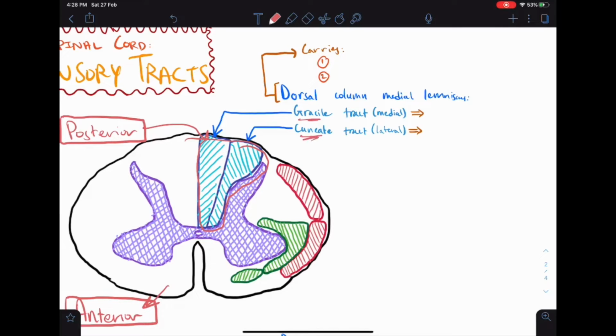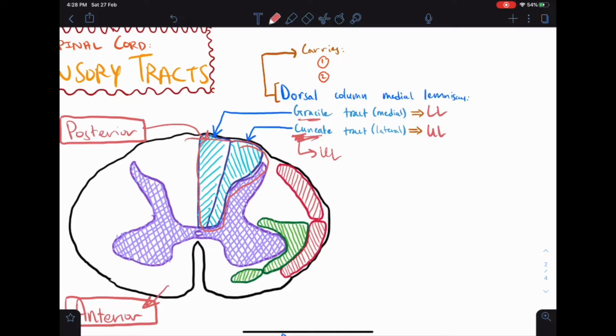Now, you can remember which carries sensations from which part of the body by looking at the cuneate. You will see that it has a C in it, and this C can remind you of cervical. And if you remember that cervical is for the upper limb, the cervical dermatomes are found in the upper limb. So hence, the cuneate tract is for the upper limb, while the gracile tract is for the lower limb.